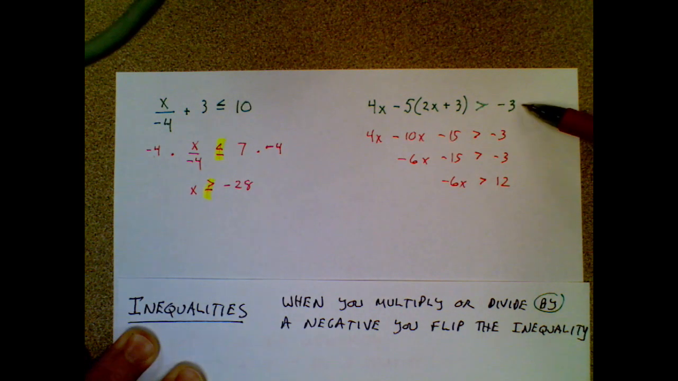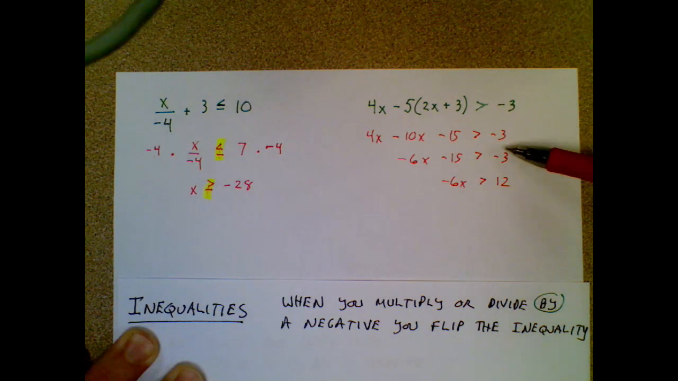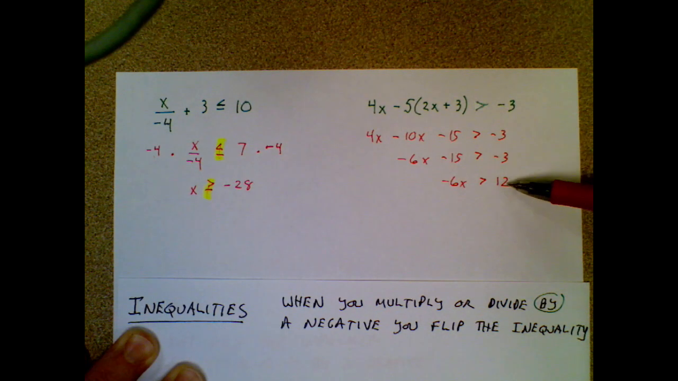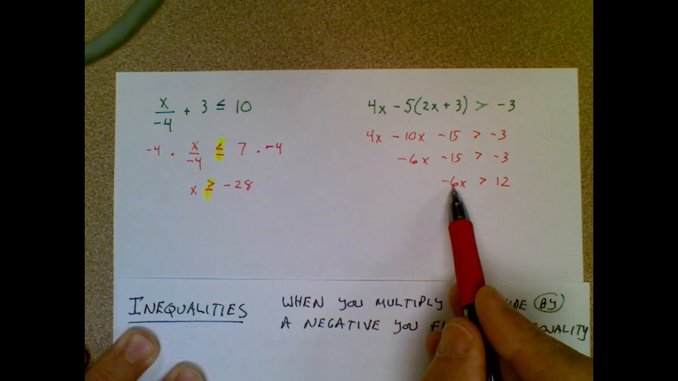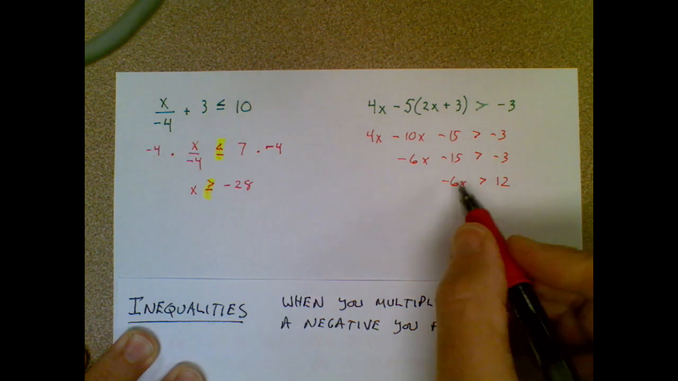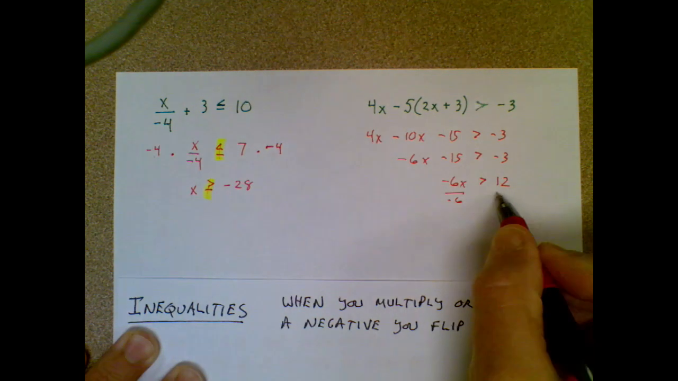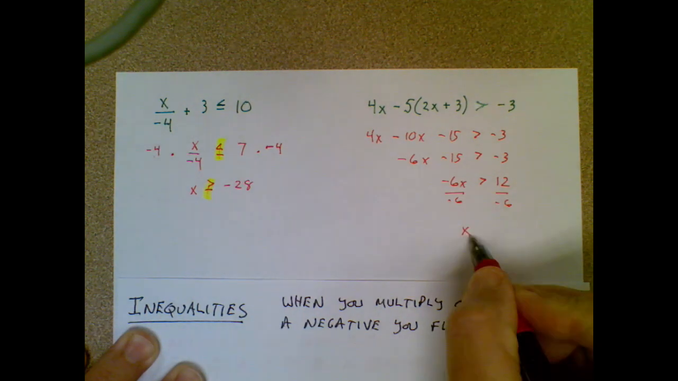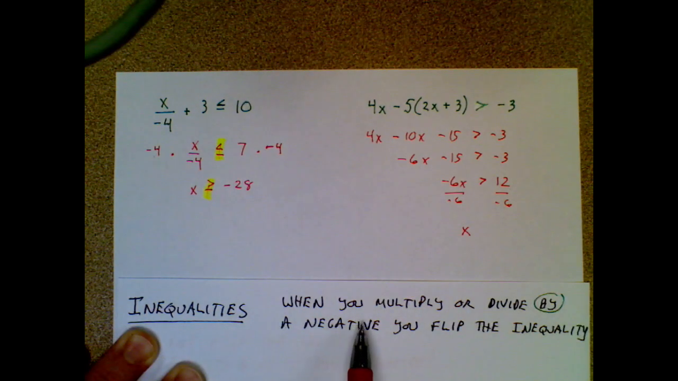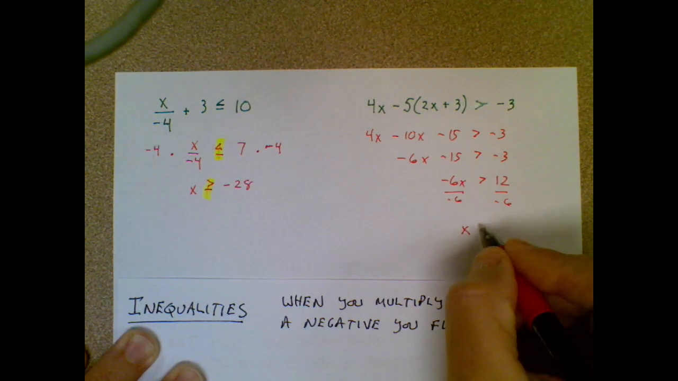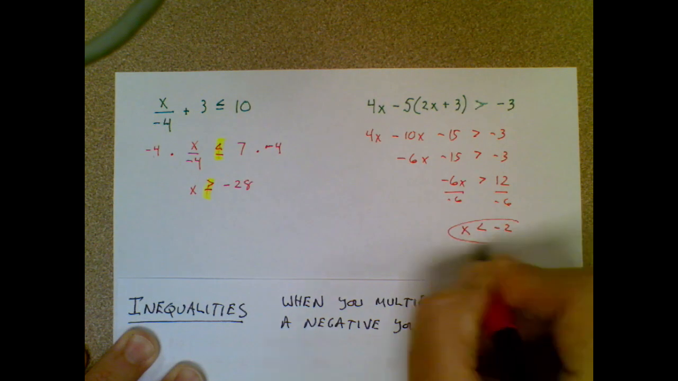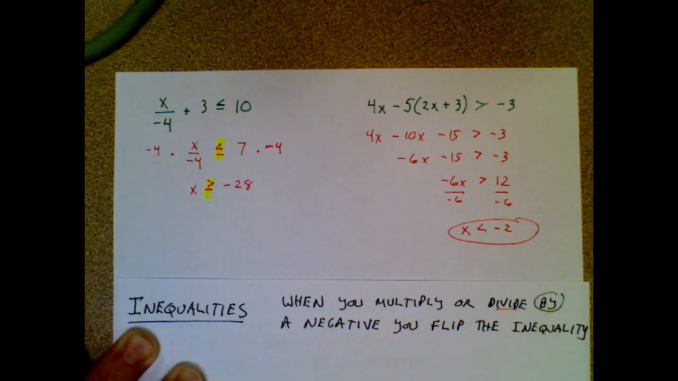I've gone through the steps. I've done some distribution, combining like terms, did some addition to get the -15 to the other side. Now to get the x by itself, I have to divide by -6. So I divide by -6 on both sides. And what happened here is I just multiplied or divided, in this case divided, by a negative, so I have to flip the inequality sign. And there's my final answer.